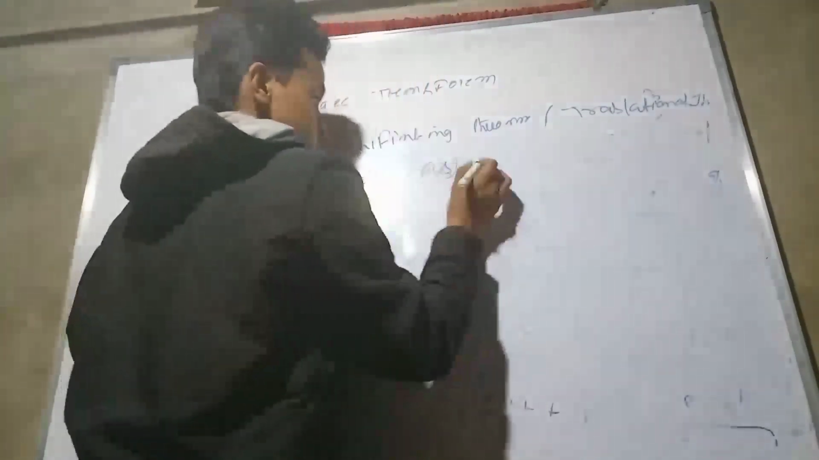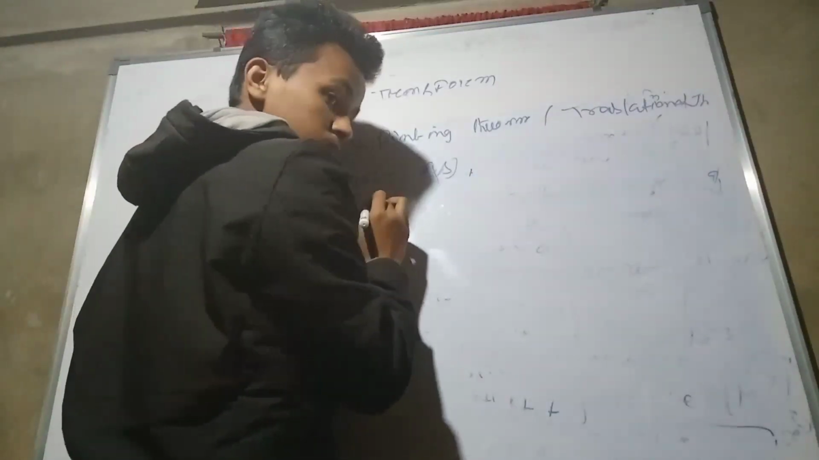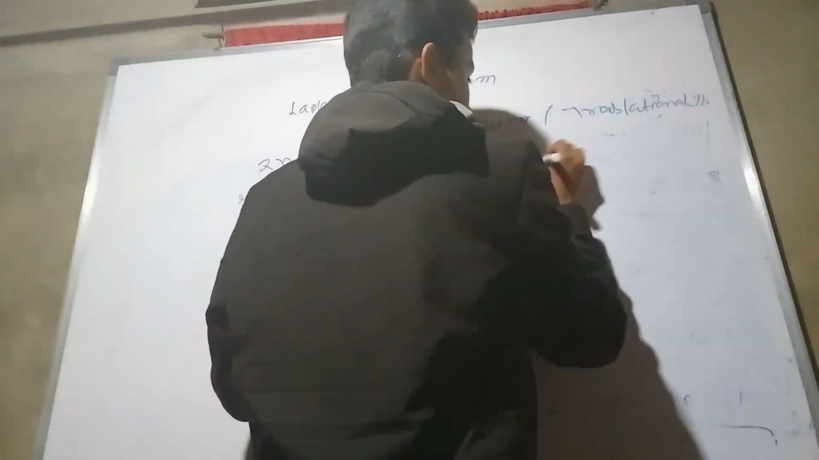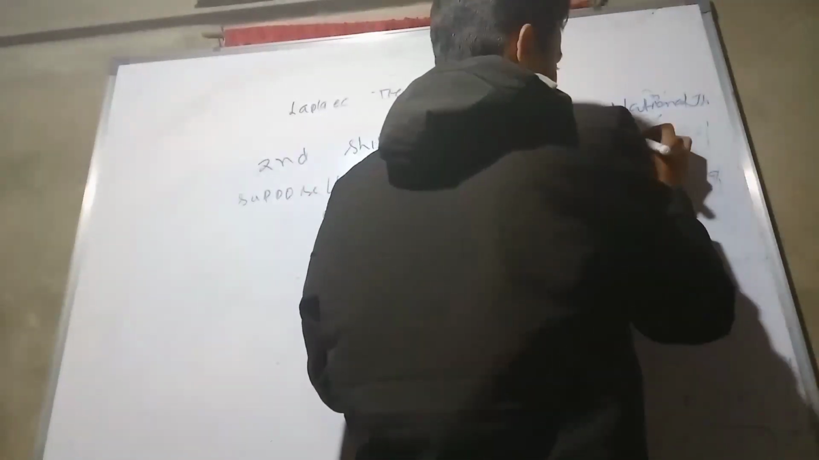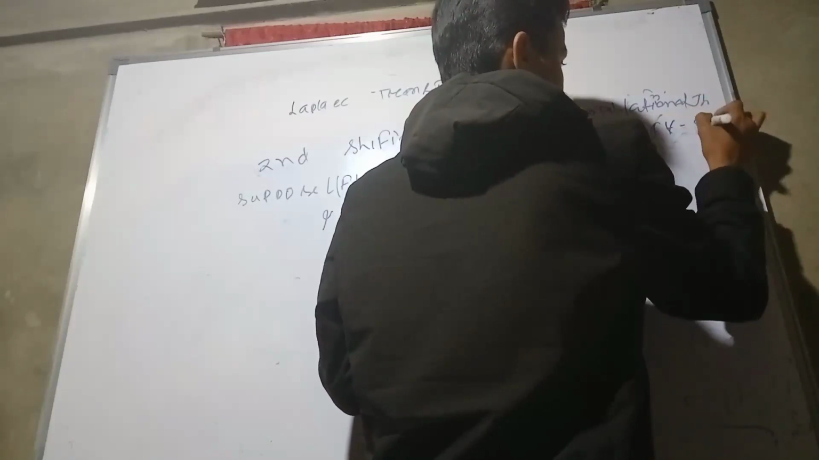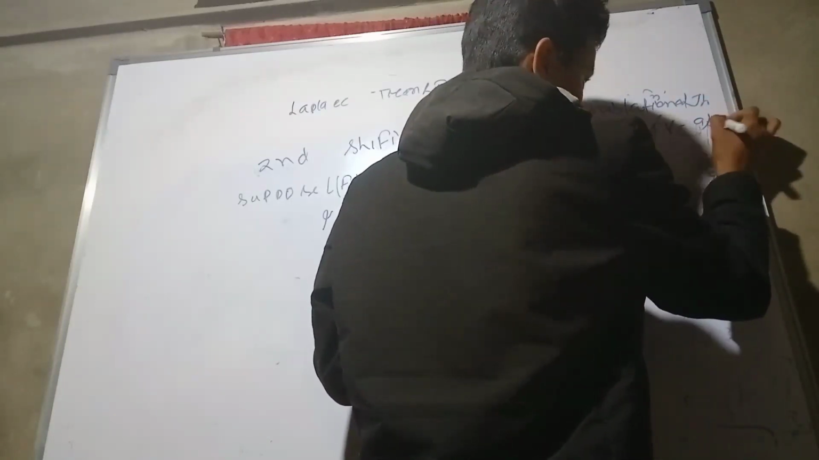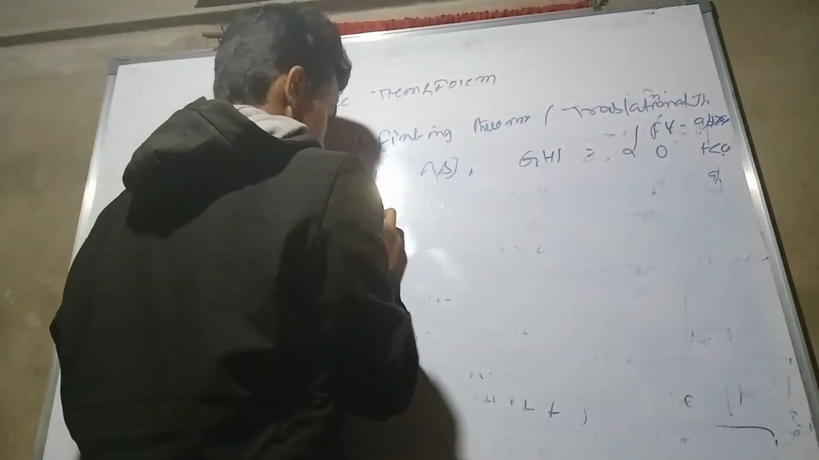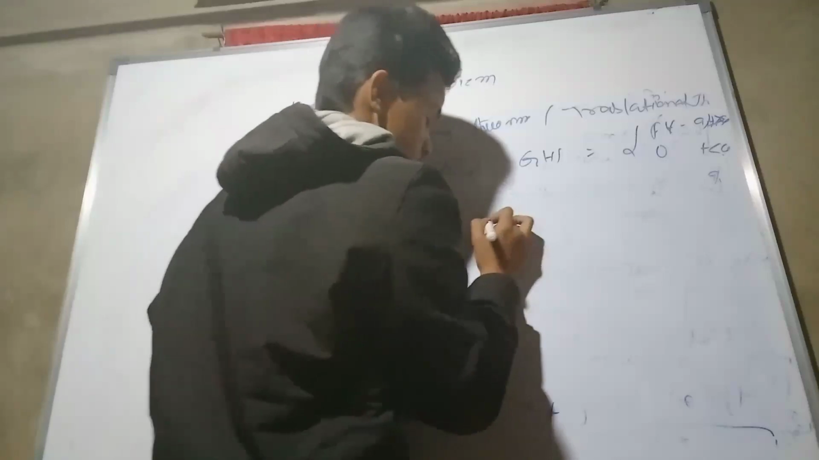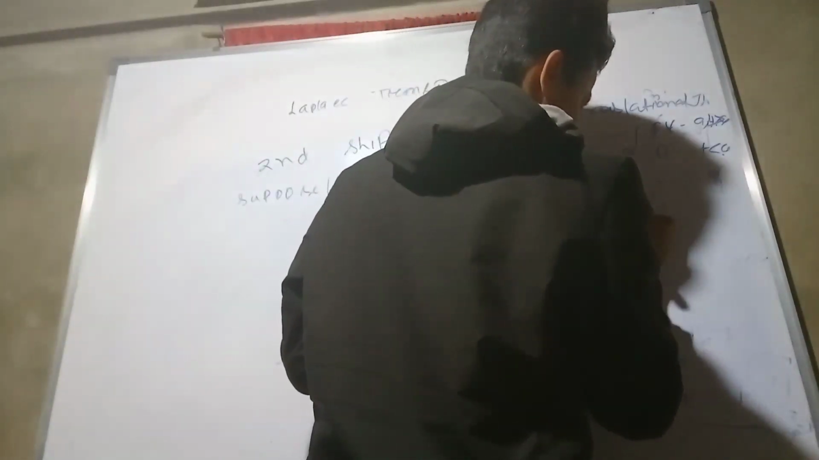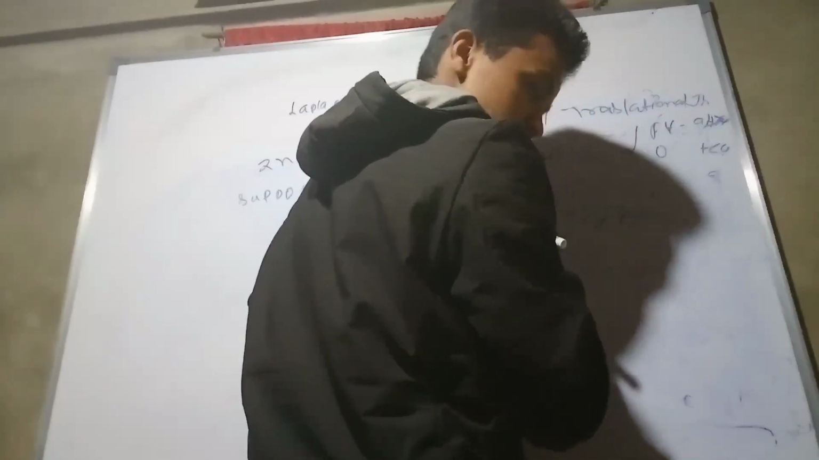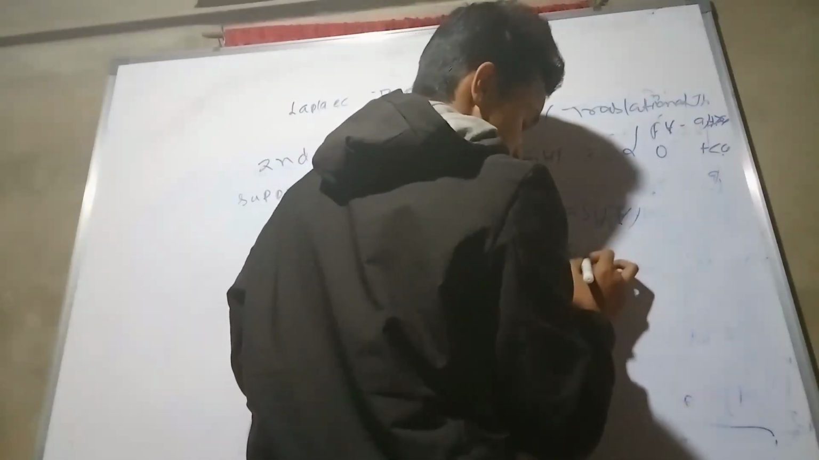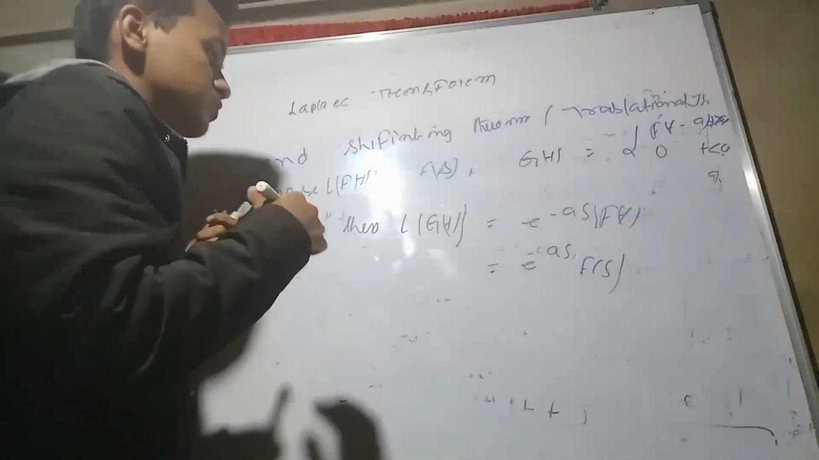So if we have a function g of t equal to f of t minus a for t greater than a, and 0 for t less than a, then if the Laplace transform of f of t is F of s, the Laplace transform of g of t is nothing but e to the power minus a s times F of s. So we have done the Laplace transform of the given function.